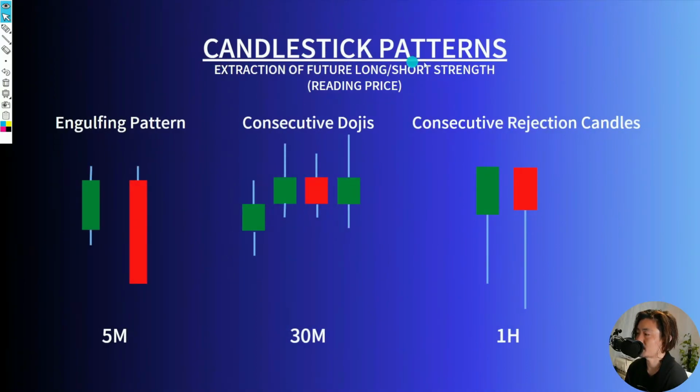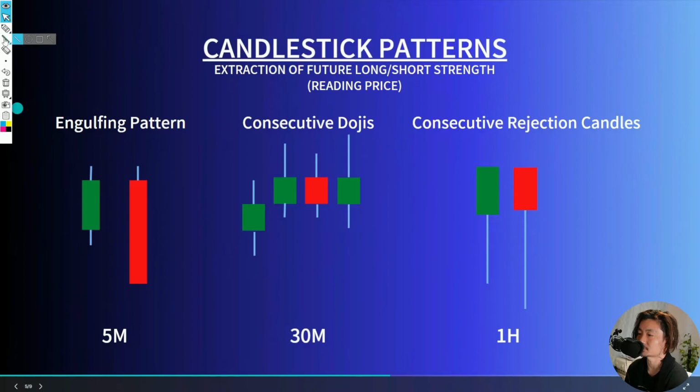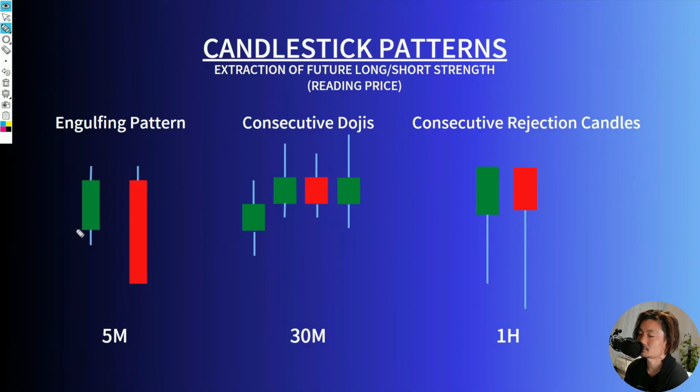Candlestick patterns: extraction of future long and short strength, reading price. Now we're going to use multiple candlesticks together to extract future long and short strength. First we have this engulfing pattern. Let's say these are both 5-minute candles. On this first candle, price opened at this level right here, and somewhere within 5 minutes reached the high of this level, the low of this level, ultimately closed at this level right here.